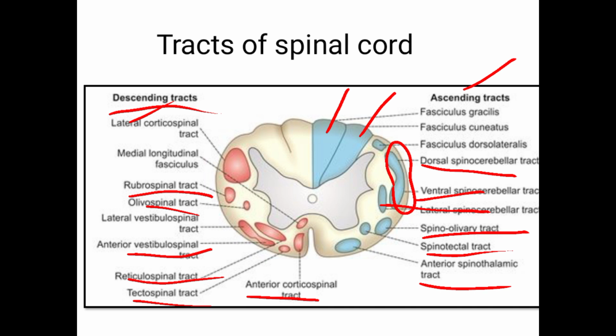One set is the descending tracts, one is ascending. Descending tract means from the cerebrum it is going into the spinal cord. So they are all descending tracts. The ones ascending from the spinal cord to the brain are called ascending tracts.